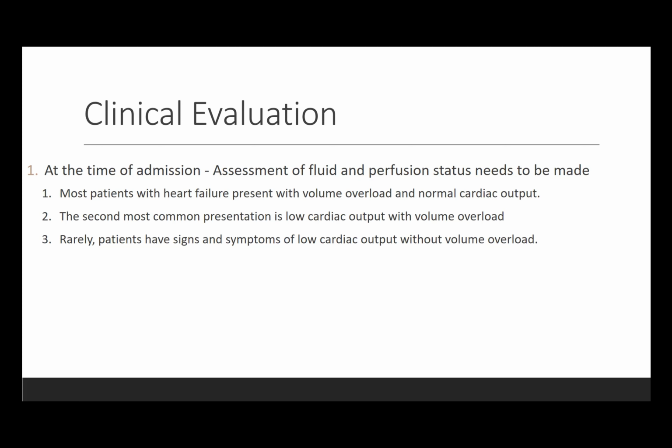Whereas when we are talking about cardiac output, what are the signs you'd be expecting? Jonathan, you want to tell me if you're talking about the cardiac output? Sorry, can you repeat the question?